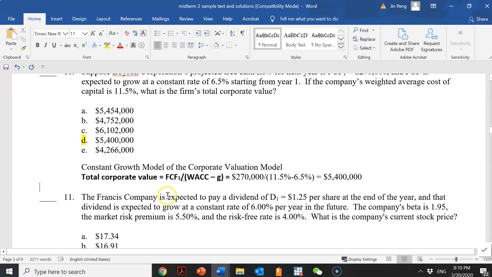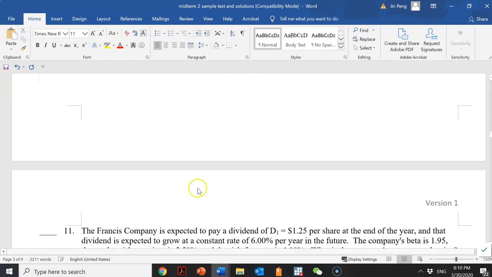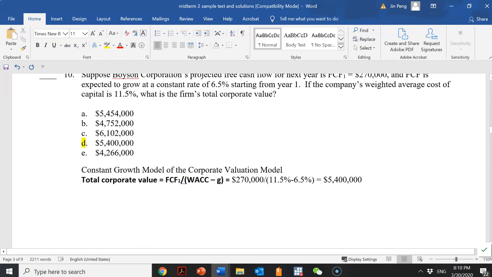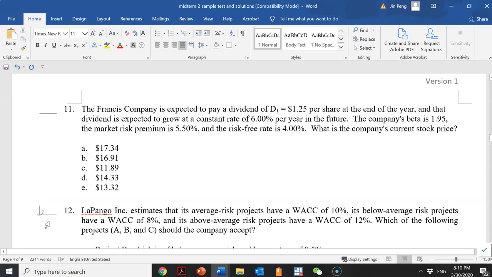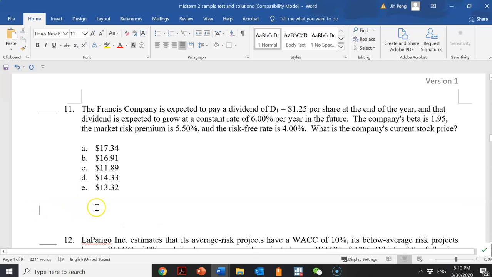Question 11. Okay. Let me put it on the next page so it's easier for us to look at it. This firm is expected to pay a dividend of D1, 1.25 at the end of the year, and that dividend is growing at a constant rate of 6% per year. Beta 1.95, market risk premium 5.5, risk-free rate 4%. What is the current stock price?